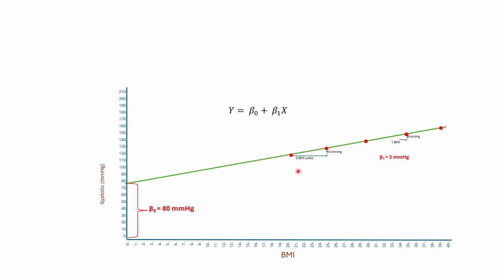So looking closely, for every 5 unit increase in BMI, systolic blood pressure rises by about 10 millimeters of mercury. That means the slope beta 1 is 2. So for each 1 unit increase in BMI, there is an associated increase of almost 2 millimeters of mercury in systolic blood pressure.